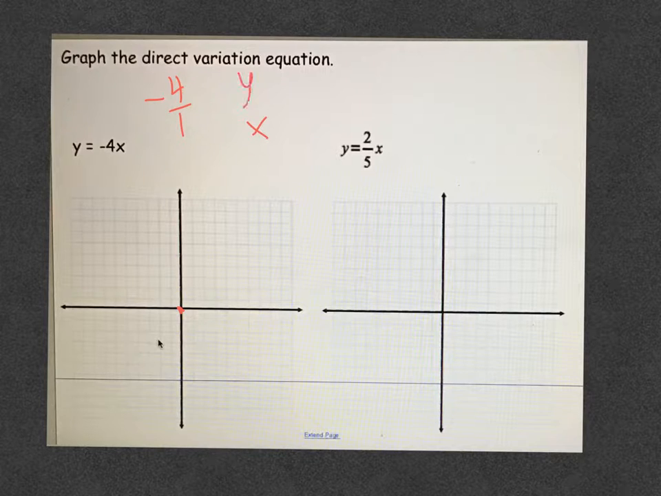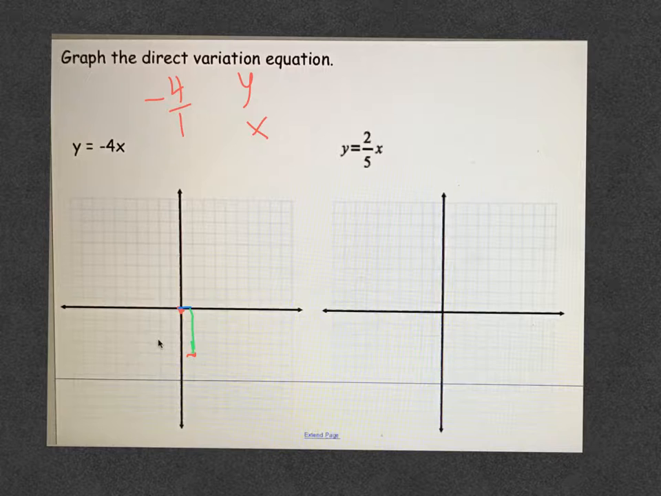So what I'm going to do is I'm going to go over 1. And then I'm going to go down 4. 1, 2, 3, 4. And that's going to be my next point right there.